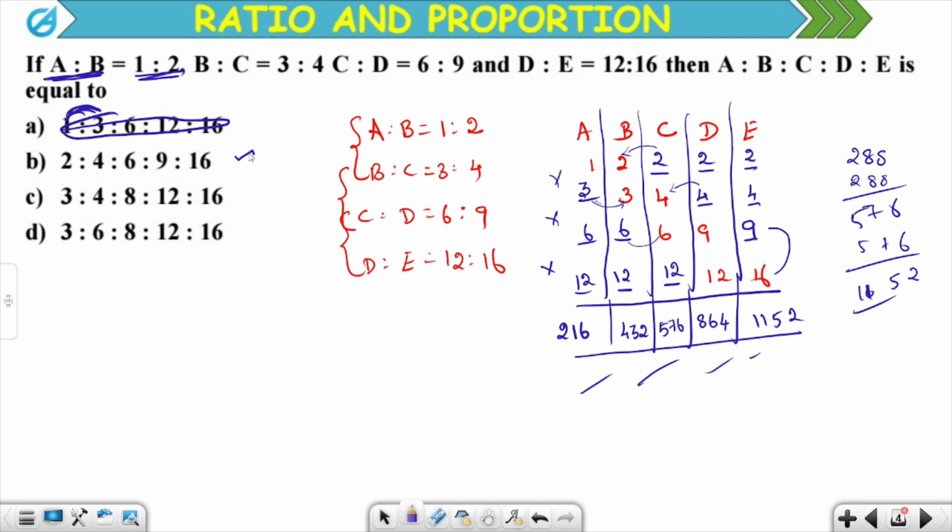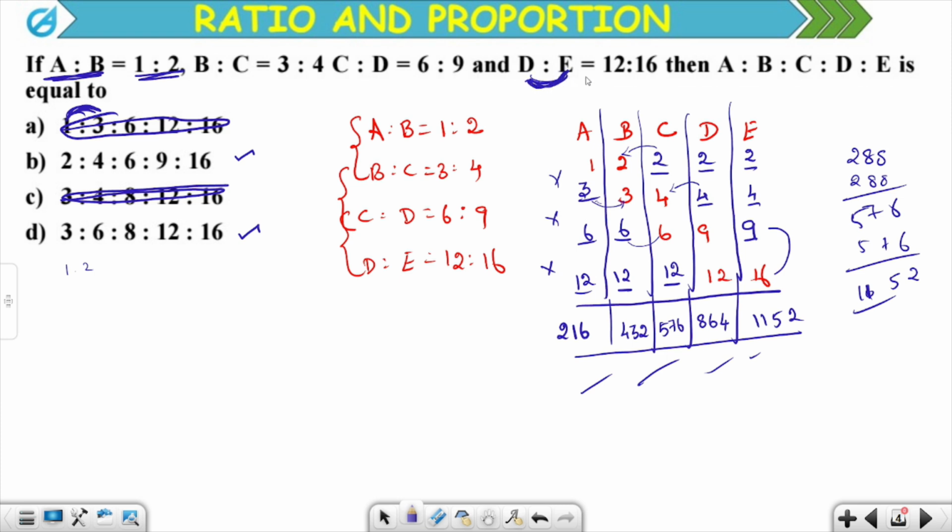Okay, it is not yet confirmed. Next one. Here, 1 is to 2, is that 3 and 4? No. So this is not the option. Fourth option, 3 is to 6. If I cancel, is that 1 is to 2? Yes. So now we are getting two options. Now we'll go for the last option, D and E.